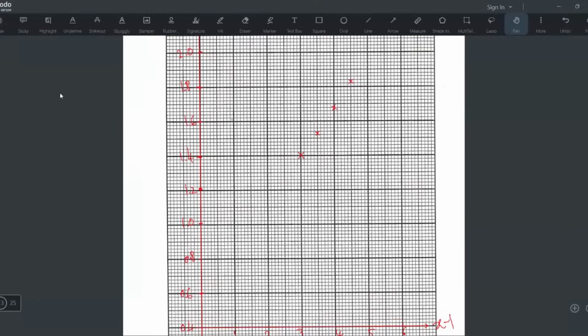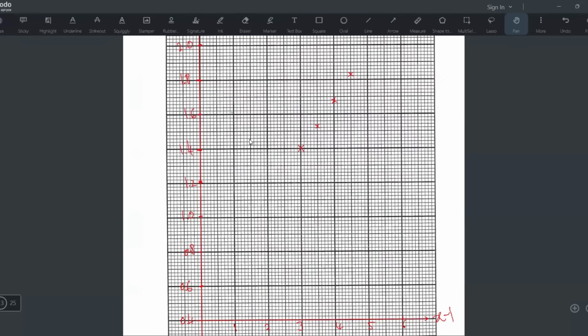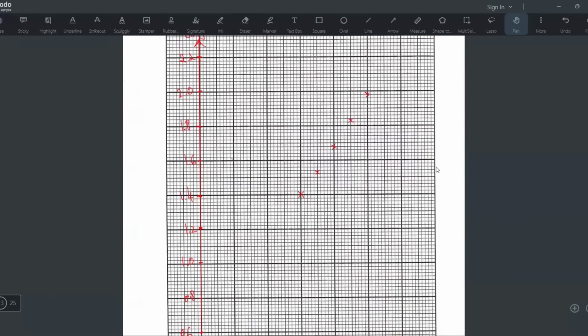All right, almost finished. 5, 1.98. Let's go. 5 is here. 1.98, that's gonna be, okay, you can naik sampai 2.0 and then turun satu kotak lah. Why turun satu? Because 1.98 is 2.0 minus 0.02. That's why it's 2 naik turun satu kotak. Yeah, satu kotak is 0.02. Okay, for the last point, let's go.